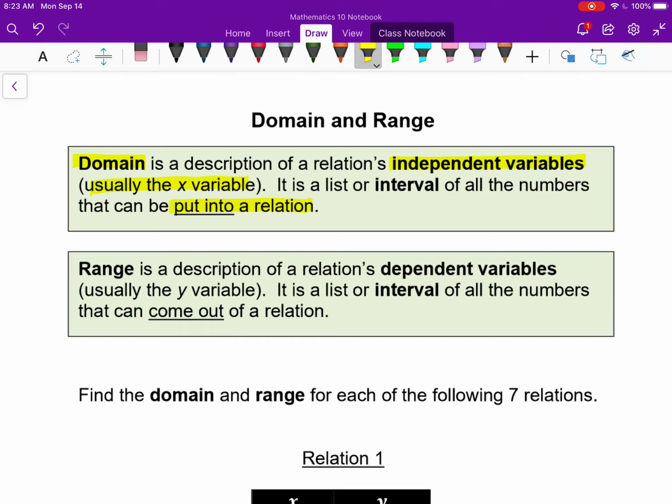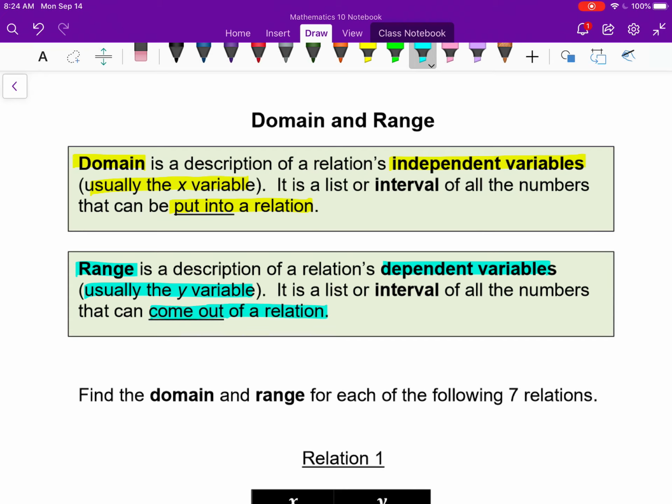Remember, quite often we think about things having a number that goes in and a number that comes out, or what's on the x-axis and the y-axis, the independent variable and the dependent variable. I'd say of all those things connecting, independent variable and the domain are connected. And again, I'll talk about what I mean by a description of. Whereas range is the same idea, but for the output, for the dependent variables, which is usually the y variable. And that's what comes out of a relation.